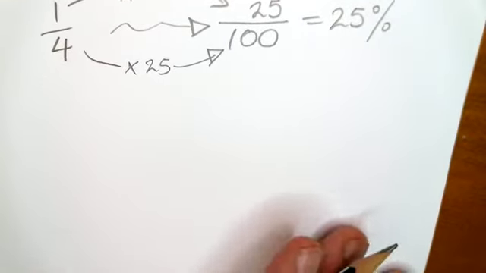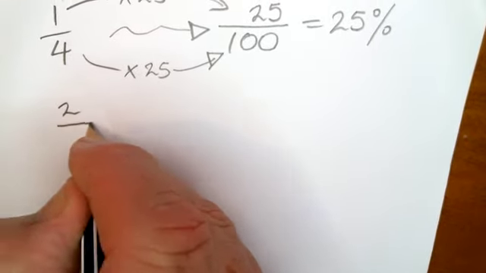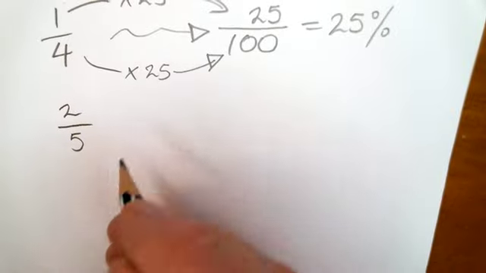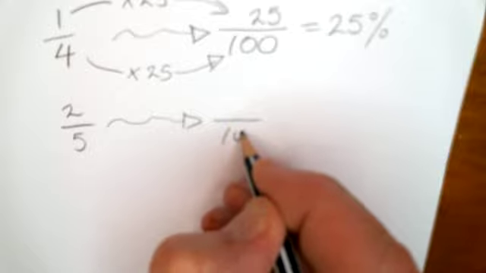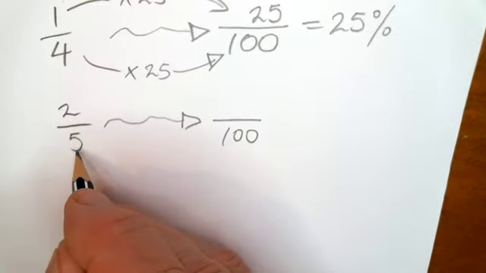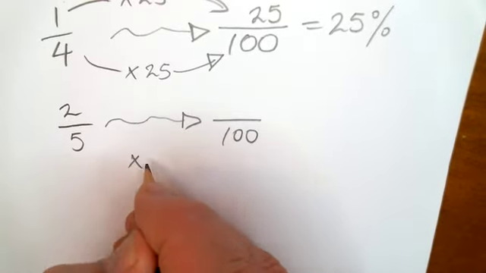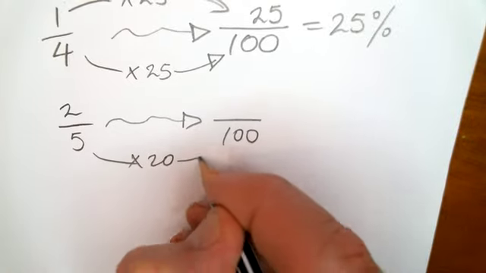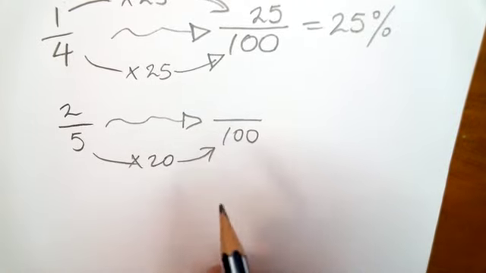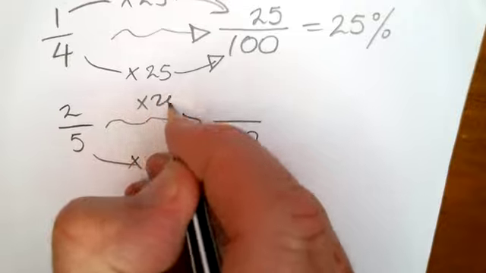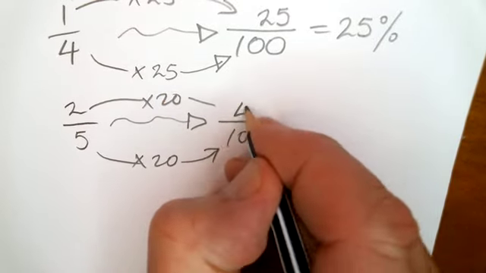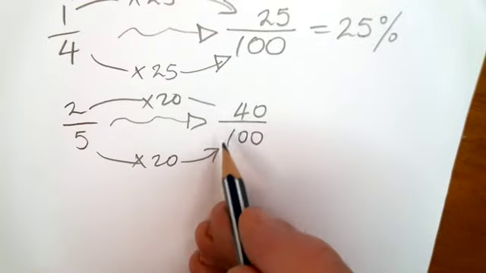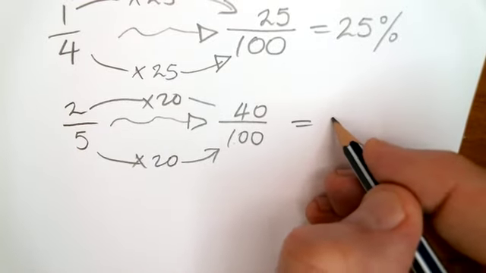All right, let's try a different one. Let's try 2/5. So we're going to change that into something over 100. Well, what do we have to do to 5 to make it into 100? Well, I can multiply that by 20. And of course, the 2, I'd also multiply by 20. Do the same thing at the top and the bottom. 2 times 20 is going to be 40. So 2 over 5 is 40 over 100, which is 40%.